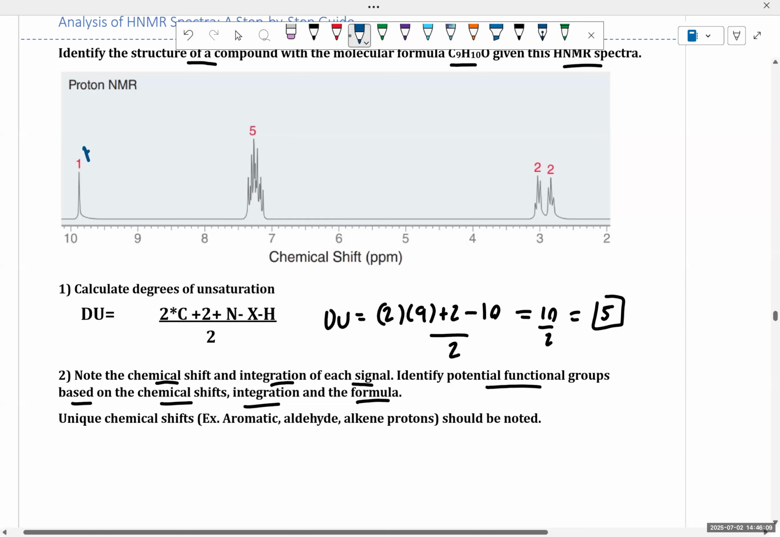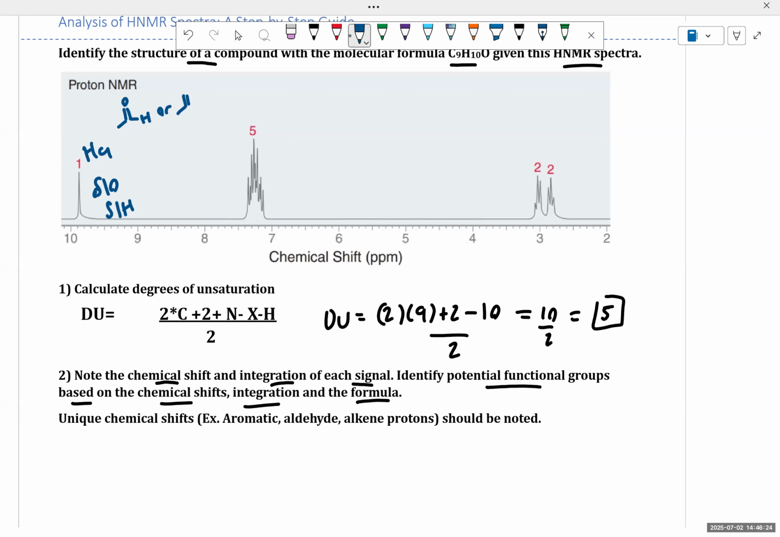For example, this proton, proton A, is at a chemical shift value of 10, and it integrates for 1 hydrogen. So this could be either an aldehyde or a carboxylic acid. Given the chemical shift value and the fact that we only have 1 oxygen in the formula, we're going to assign proton A as an aldehyde fragment.